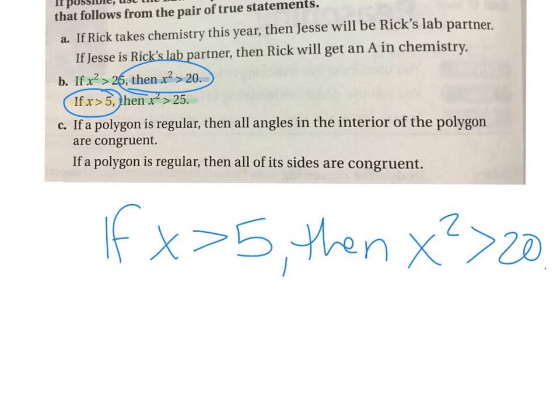Good. Okay, so let's look at the last one. If a polygon is regular, then all angles in the interior of the polygon are congruent. If a polygon is regular, then all of its sides are congruent. So what are the two statements that are true? All the angles in the interior of the polygon are congruent.